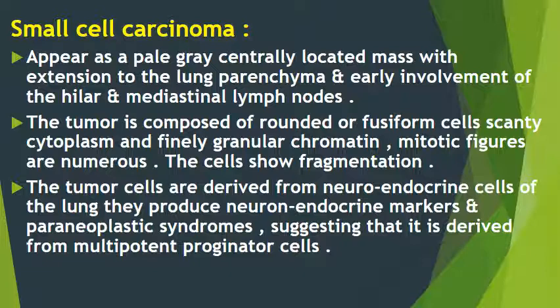The tumor is composed of small round or fusiform cells with scanty cytoplasm and finely granular chromatin. Sometimes it is described as salt and pepper chromatin, which is a characteristic feature of a neuroendocrine cell. There are high mitotic figures, and the cells show fragmentation and sometimes smudged artifact.